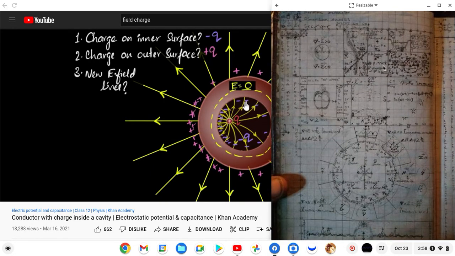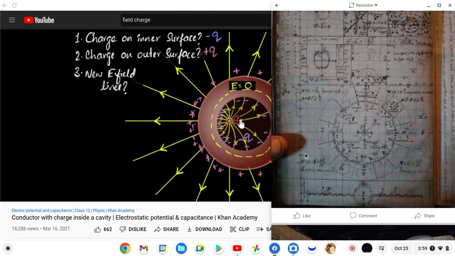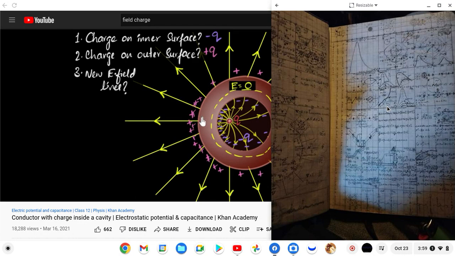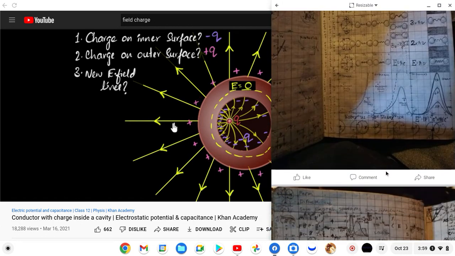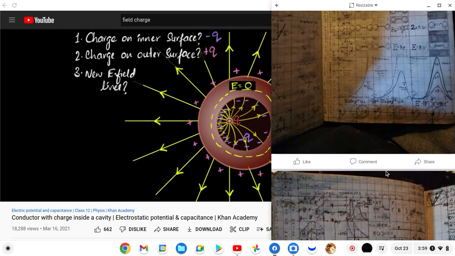Therefore the outer charge distribution does not depend upon the inner charges. It only depends upon the geometry, and because it's a sphere, we've already seen before, because of the symmetry, the outer charge distribution has to be uniform, and as a result, this electric field is also going to change slightly.